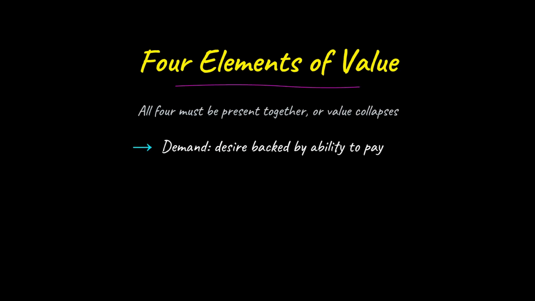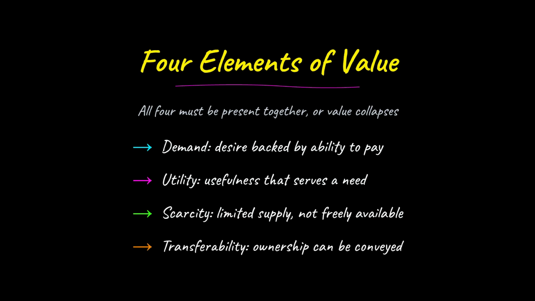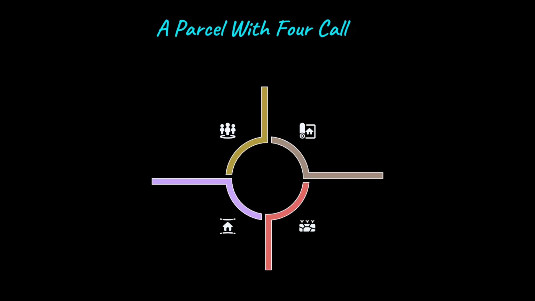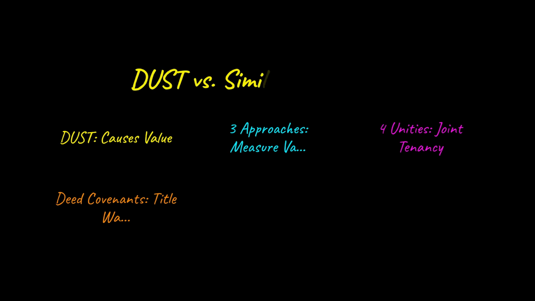Demand is desire backed by ability to pay. Utility is usefulness. Scarcity means limited supply. And transferability means ownership can actually be conveyed from one party to another. Picture a single parcel of land with all four conditions attached to it at once. Remove any one, say transferability, and the parcel's value disappears no matter how desirable, useful, or scarce it remains.